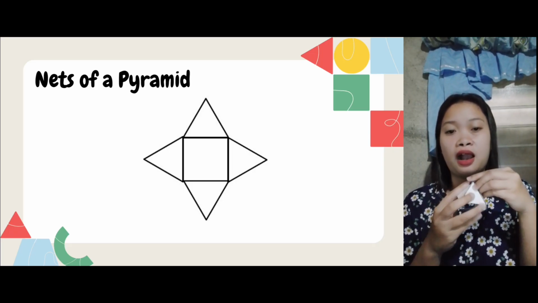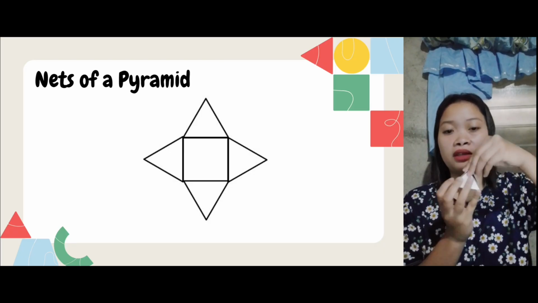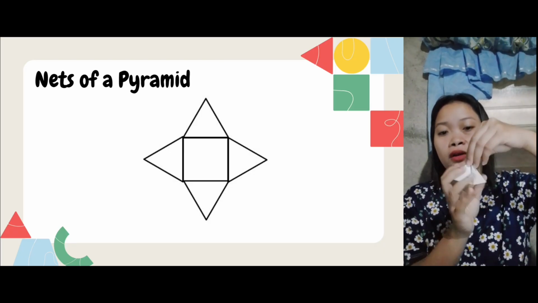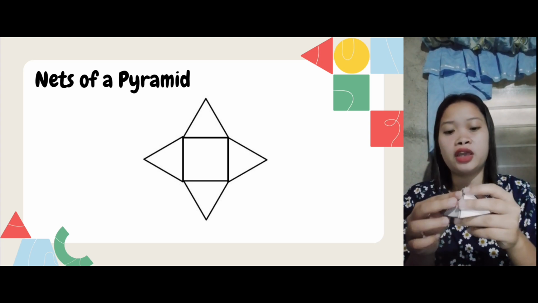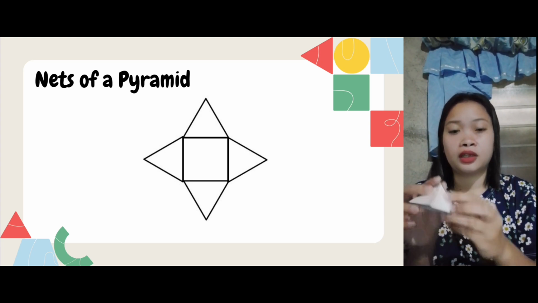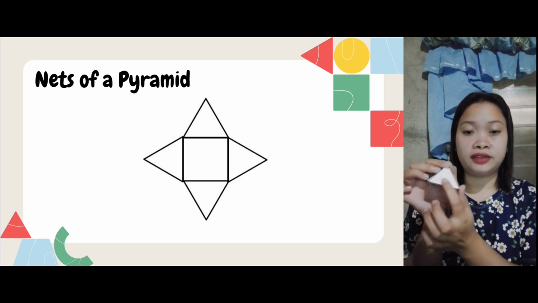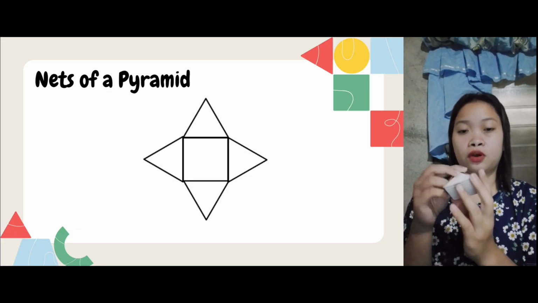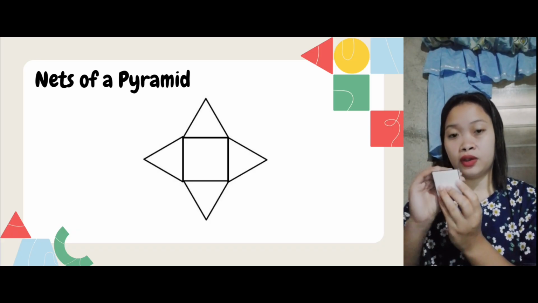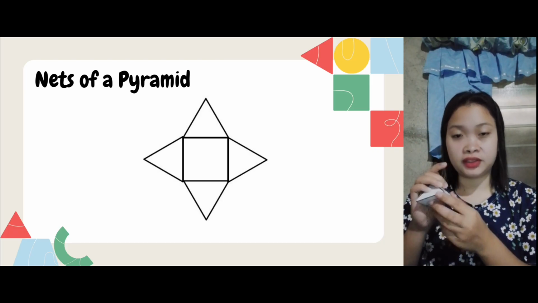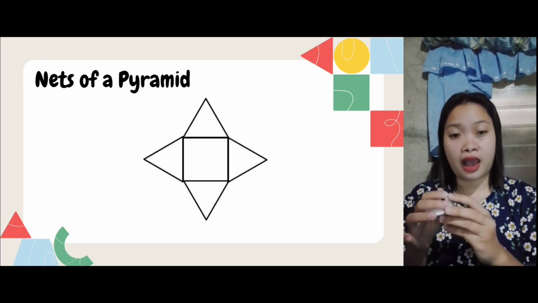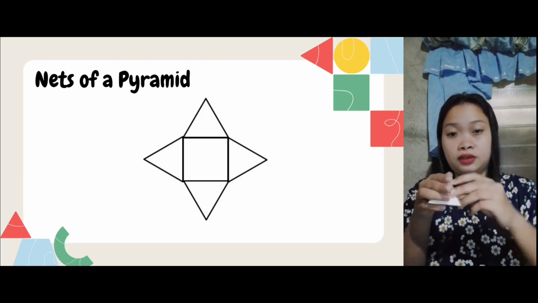So, di ba, ingon ko kagaina nga ang faces kay makita ninyo nga plain figure. Pila ka plain figure ang naa diri? So, naa siyay upat ka triangle sides: 1, 2, 3, 4. Pero ang base is a square. So, face gihapon ning iyahang base. So, 5 kabuok ang iyahang face, guys.